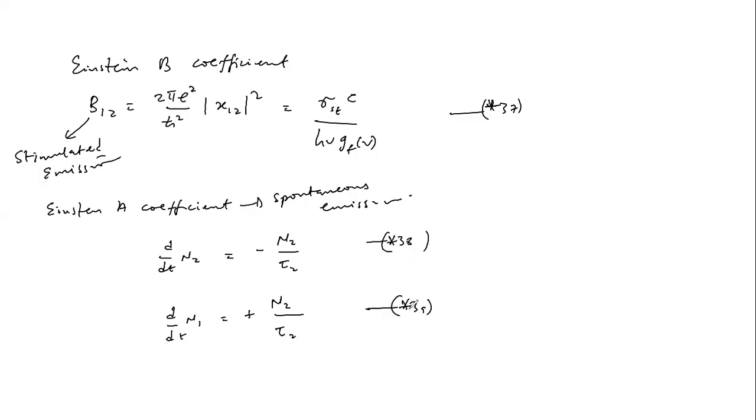This is 39. Now, this relaxation time, tau 2, gives the radiative lifetime of the level 2. Okay? And if there is no other lower energy level, then the atom can decay. So the corresponding relaxation rate, tau 2 inverse, is by definition the Einstein A coefficient.